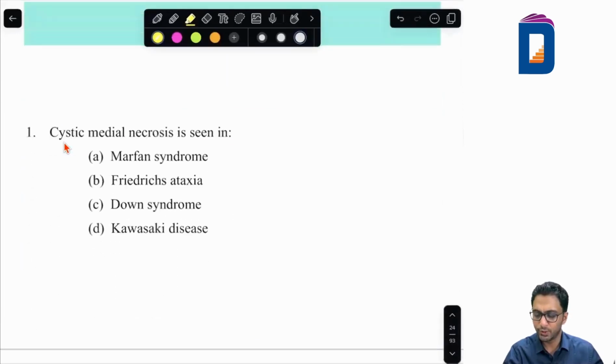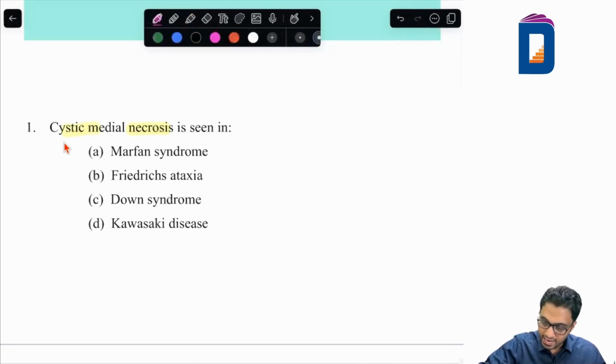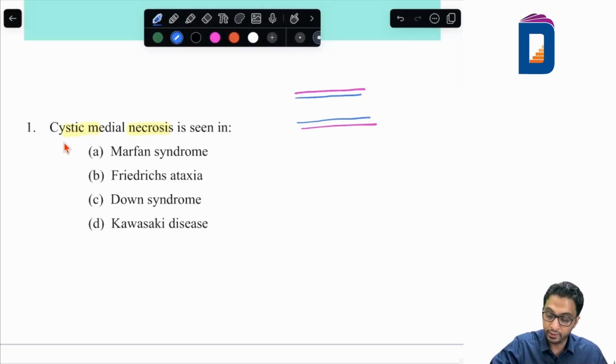Okay, this is another very important question. Cystic medial necrosis. Don't always jump onto one particular syndrome if you're learning that. You're going to shift it. Cystic medial necrosis. What is that? You have your blood vessel, which has 3 layers. The outer layer is called adventitia, the middle layer is called media, and the inner layer is called intima. And within that is the flow of blood happening inside this.